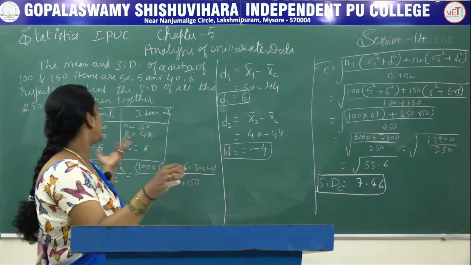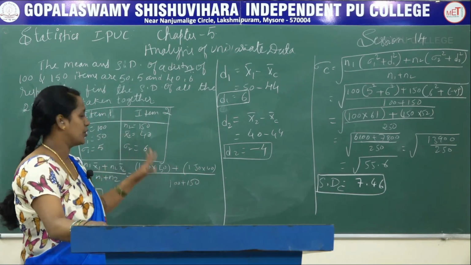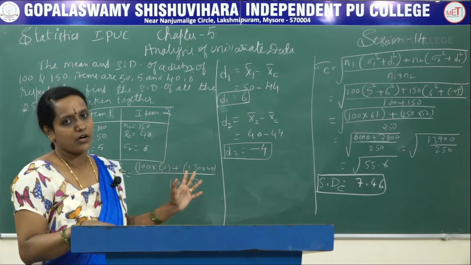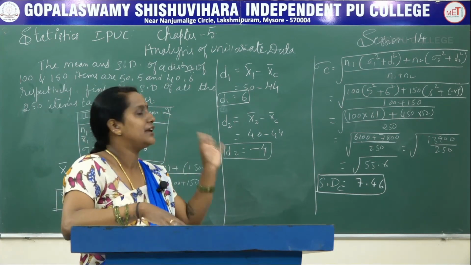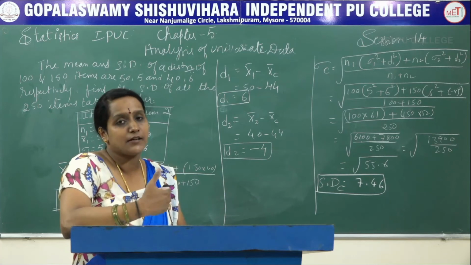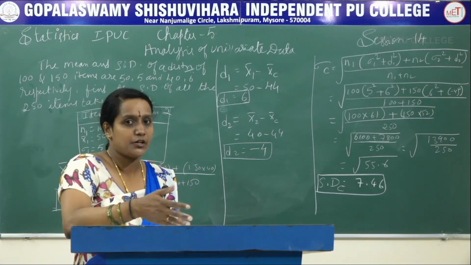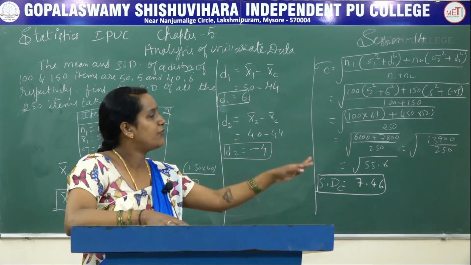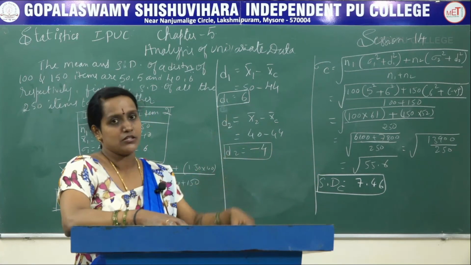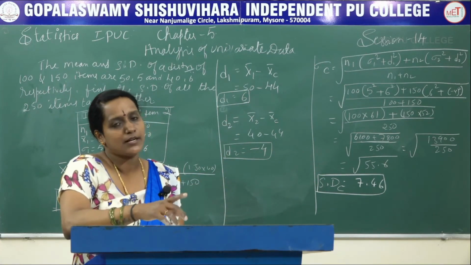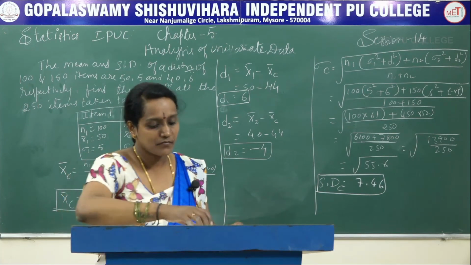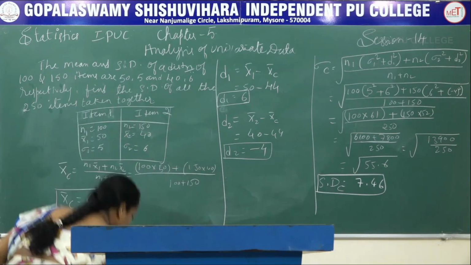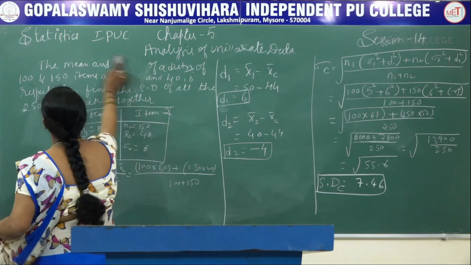If the number of items or number of groups is more, here in this problem we are having only 2 groups, so in the formula we have N1 and N2 only. If we have 3 values N1, N2, N3, we can extend the formula to N3 also, and in the denominator you will get N1 plus N2 plus N3. Okay. Next we will solve some more problems.